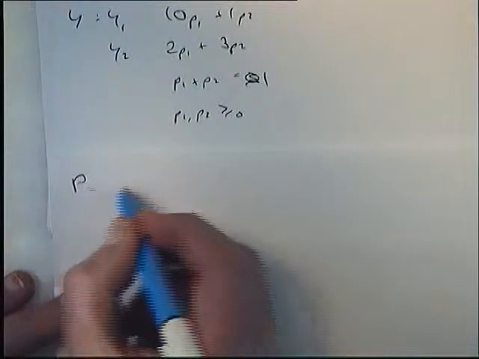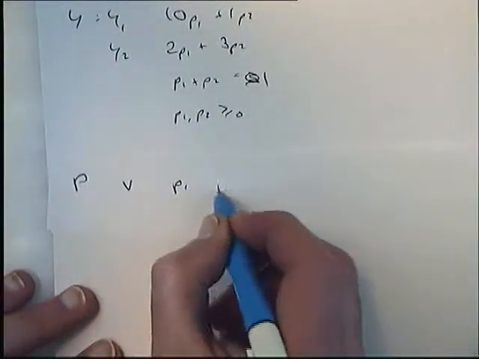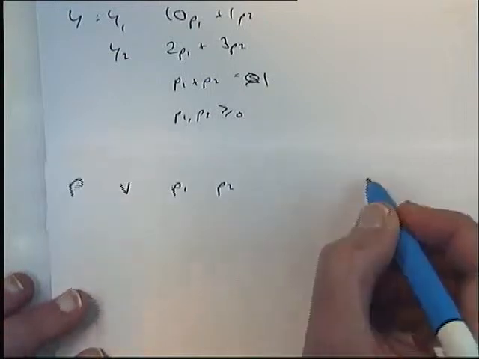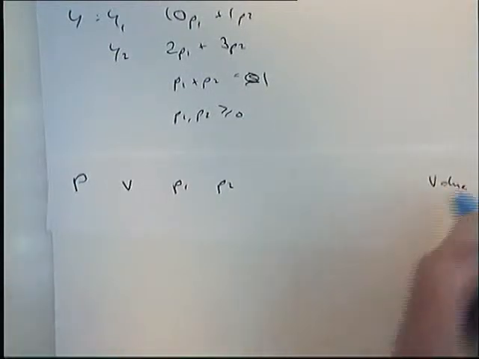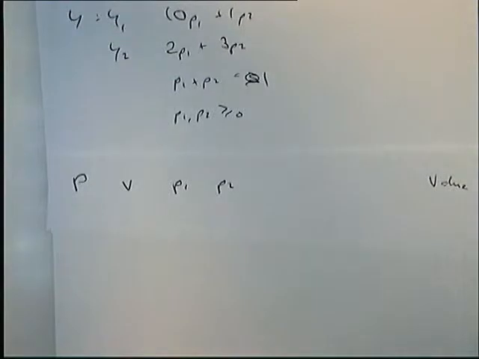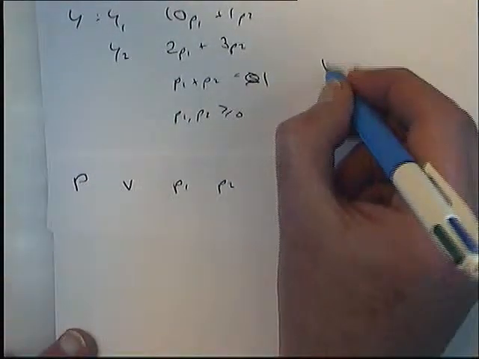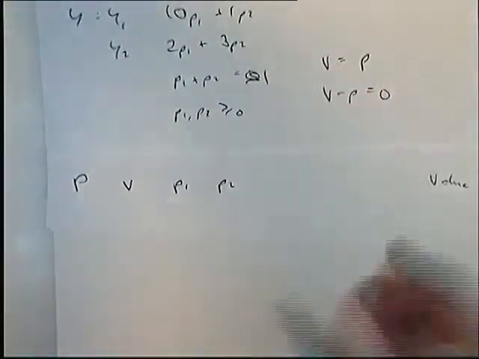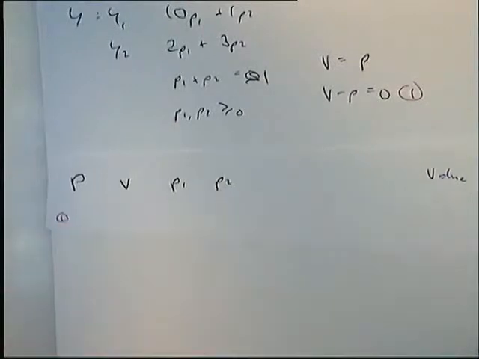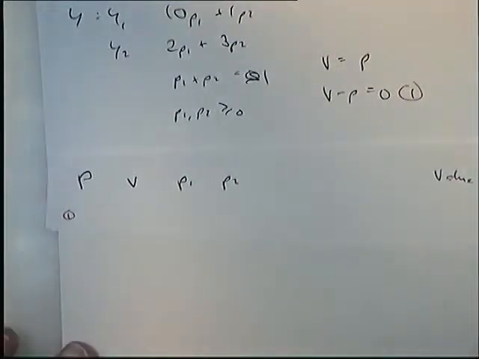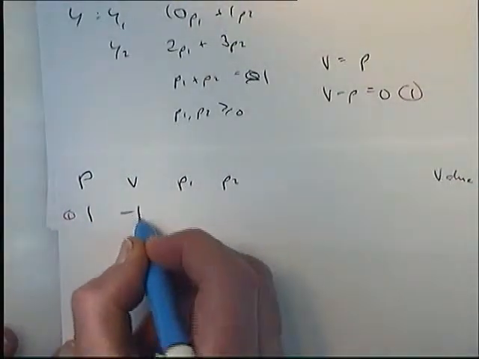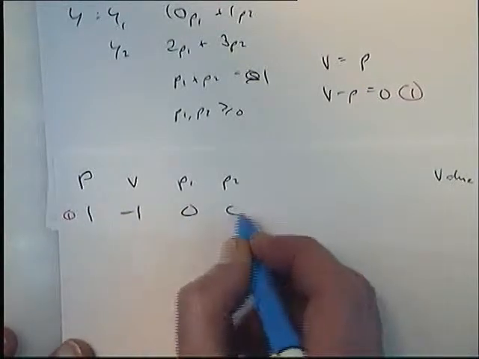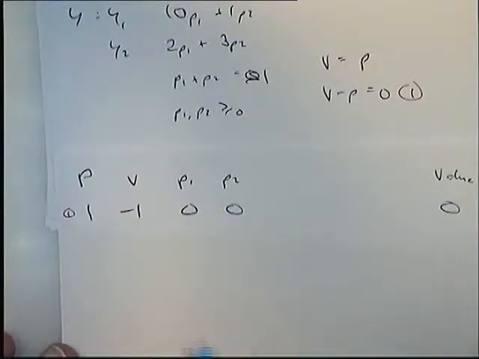If we're going to put this into a tableau, I have my big P and my V. I need how many p values I've got, and I need my slacks, and I need my value column. So, if I put this together, we've said before that V always equals P, so V minus P equals 0 is always the top line. So line 1 over here is a V and a P thingy. So, 1 there, minus 1 there, everything else zeros. We'll see how many slacks we need. We'll put them in when we need to.